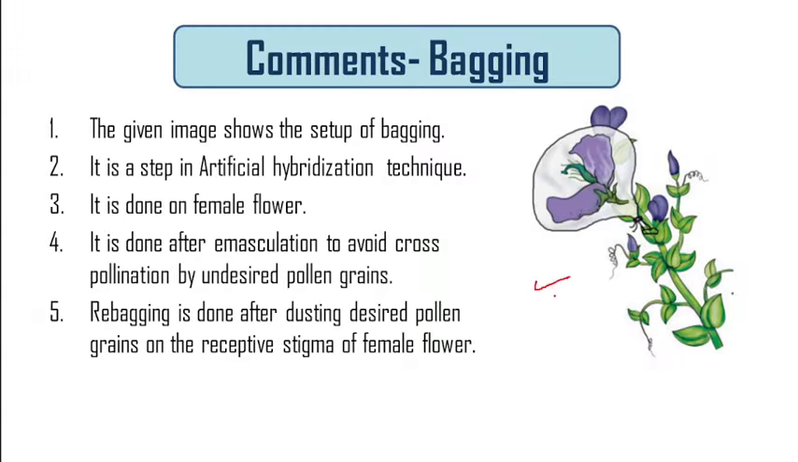Okay, this kind of image shows bagging. The given image shows the setup of bagging. It is a step in the artificial hybridization technique. It is done on the female flower after emasculation to avoid cross-pollination by undesired pollen grains. Rebagging is done after dusting desired pollen grains on the receptive stigma of the female flower.